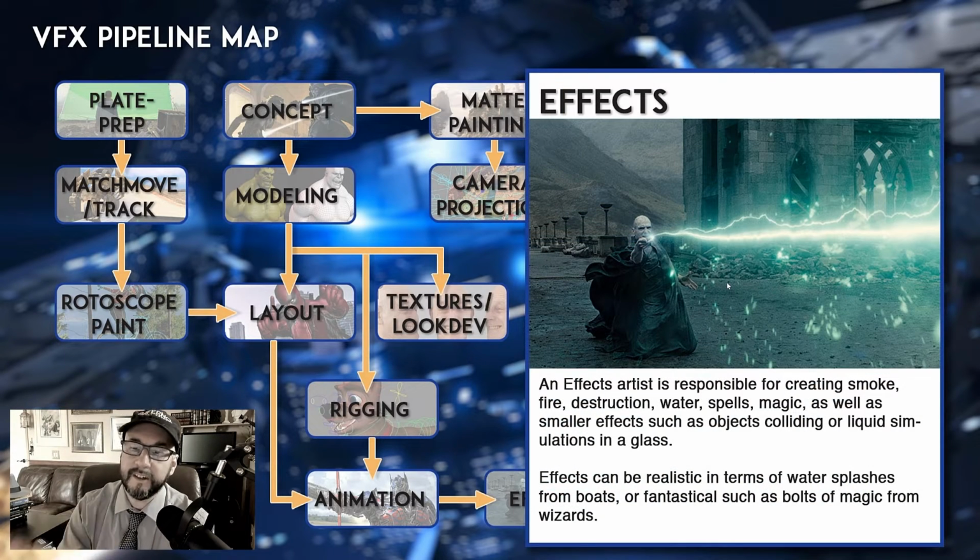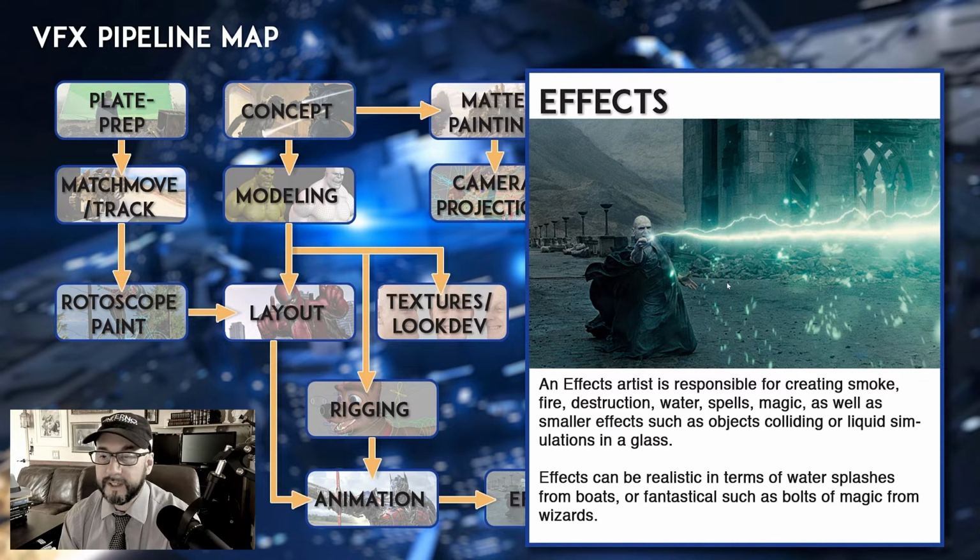The effects artists are responsible for creating all those wonderful CG fake elements that are flying around the screen. Smoke, fire, destruction, water, spells, magic, as well as even smaller effects such as objects colliding or liquid simulations in a glass. An effects artist can destroy a building, or they can simply have a little bit of a spark coming out of somebody's wand, okay?